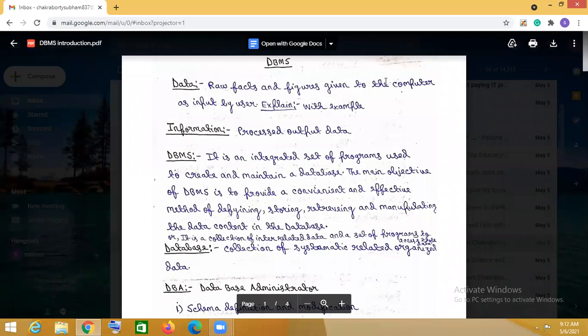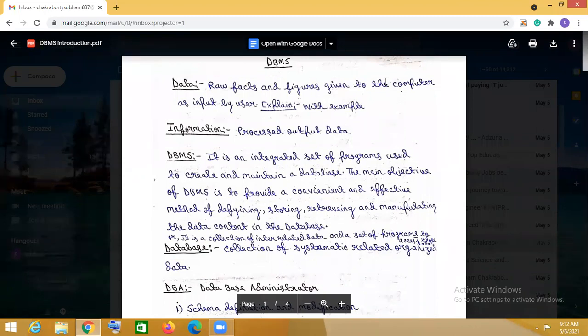If we mention roll number 75, then we can understand that it is the information of a student's roll number. The student roll number is 75. So this is the processed output data. So, is it clear what is data and what is information? It is clear. Yes, sir. That is what data is and what information is.